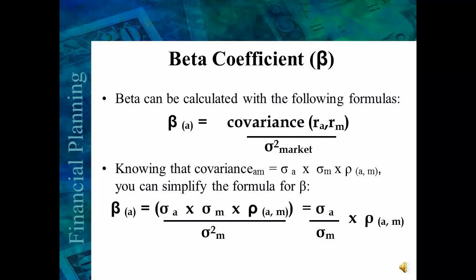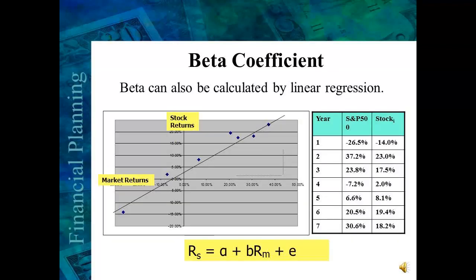Beta can be calculated with the following formulas. Beta equals the covariance of A to M divided by the variance of the market. Knowing that covariance of A to M equals the standard deviation of A times the standard deviation of the market times the correlation coefficient of A to M, you can simplify the formula for beta to be standard deviation of A divided by the standard deviation of M times the correlation coefficient of A to M.